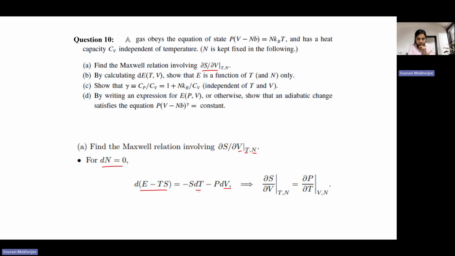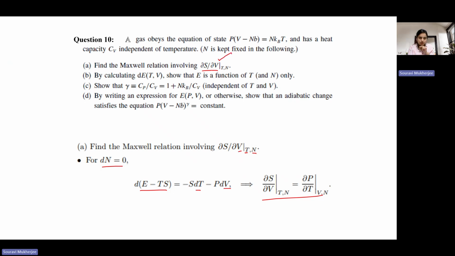So what does this tell you now? This tells you that you can write del S del V at constant T and N is equal to del P del T at constant V and N. So this is the Maxwell's relation that you wanted to find.